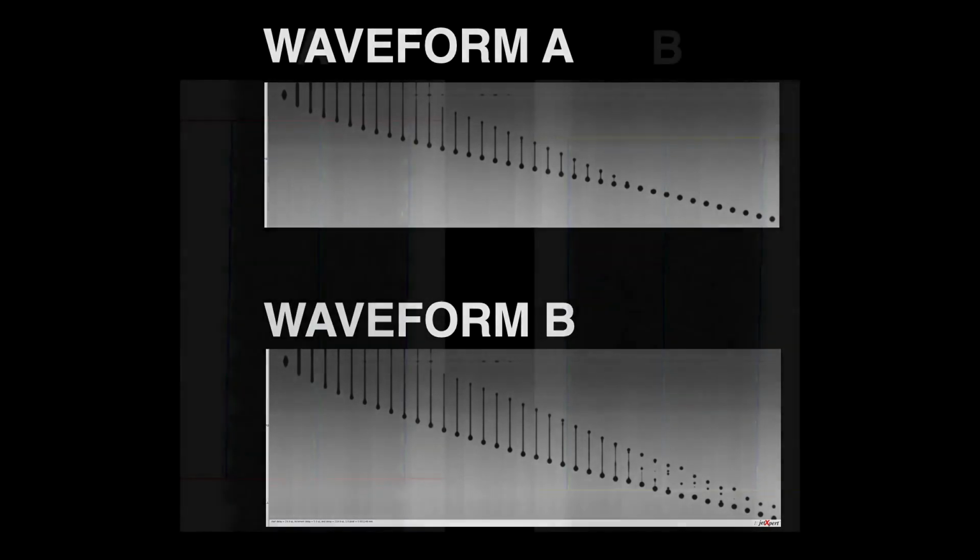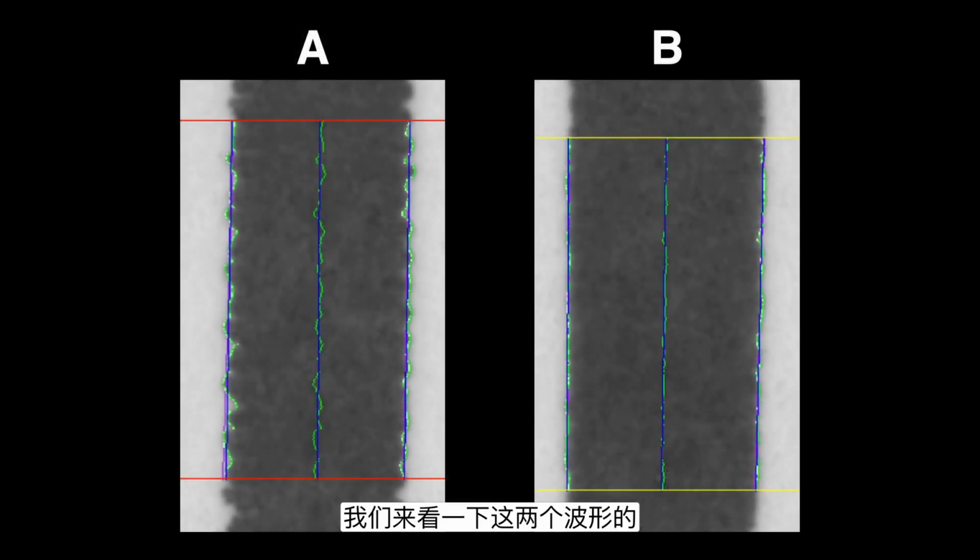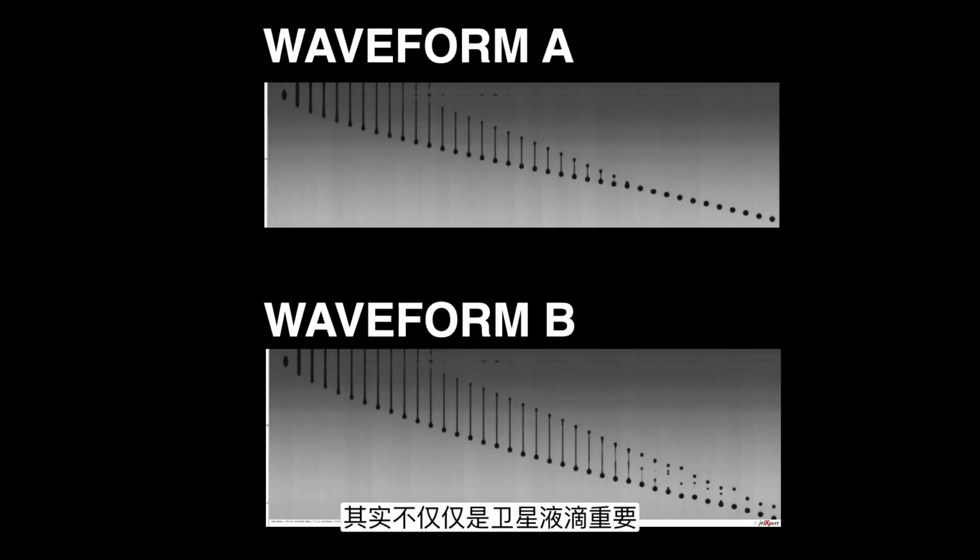Here's why. If we take a look at what the actual printing looks like for those two waveforms, we can see that Waveform A is a little bit less consistent. So the edges are a little bit more ragged, whereas with B, the lines are a bit more well defined. The thing about A versus B, and we'll go back to these waveforms, is not only do the satellites matter, but the speed of the drop also matters.